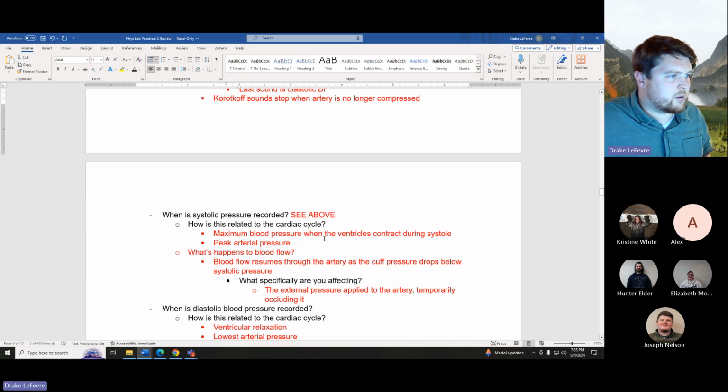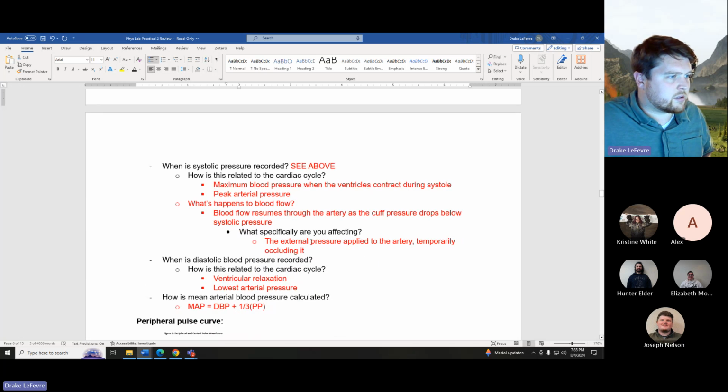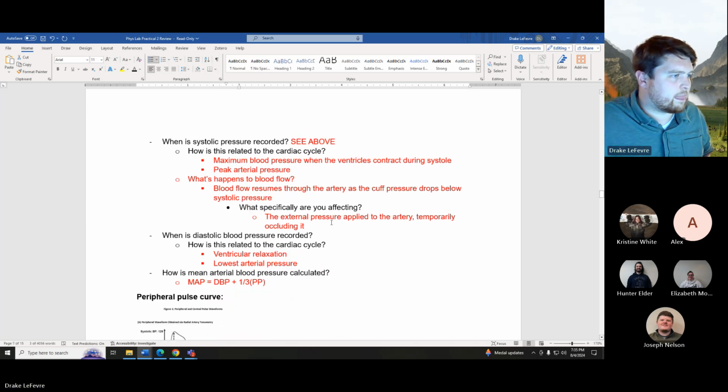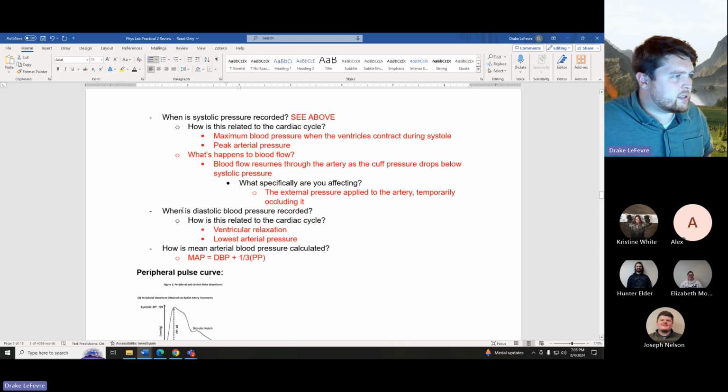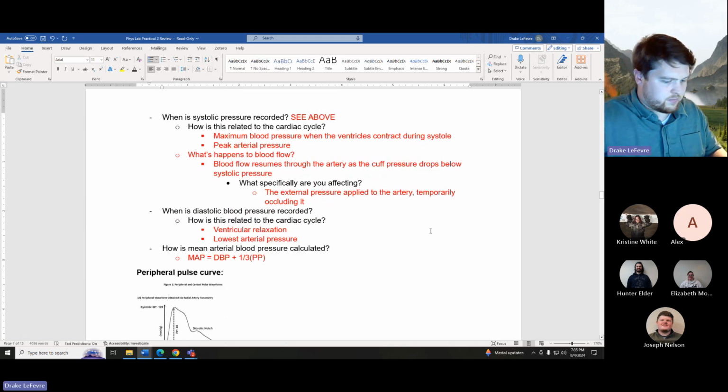Maximum blood pressure when the ventricles contract during systole. At peak systole, what happens to blood flow? Blood flow zooms through the arteries as the cuff pressure drops below systolic pressure, no longer temporarily occluding it. Yep. When is diastolic blood pressure recorded? Again, this is the same.